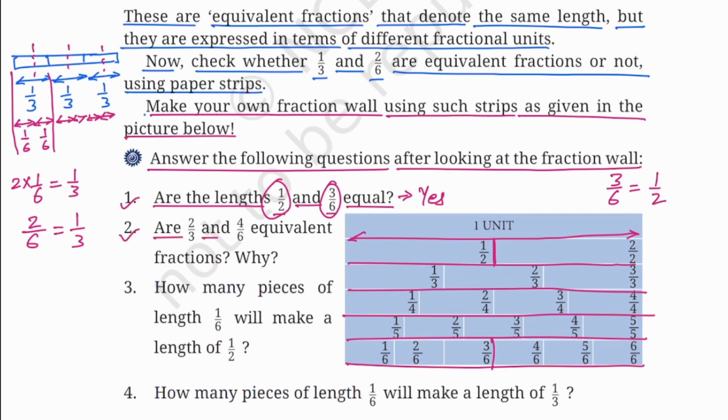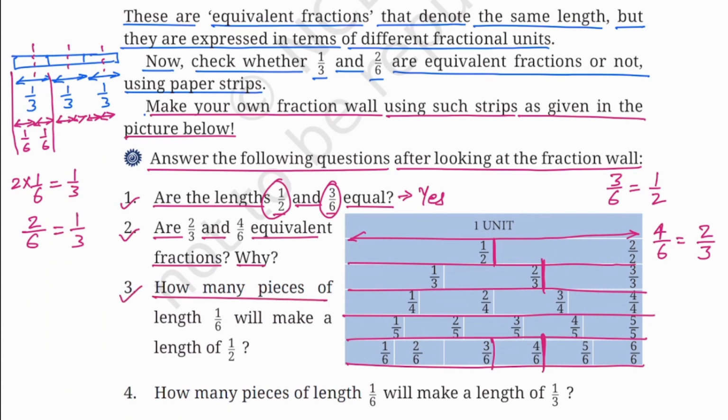2. Are 2 by 3 and 4 by 6 equivalent fractions? Why? 2 by 3 is here and 4 by 6 is here. Yes, they are equivalent. If you divide numerator and denominator of 4 upon 6 by 2, you will get 2 upon 3.